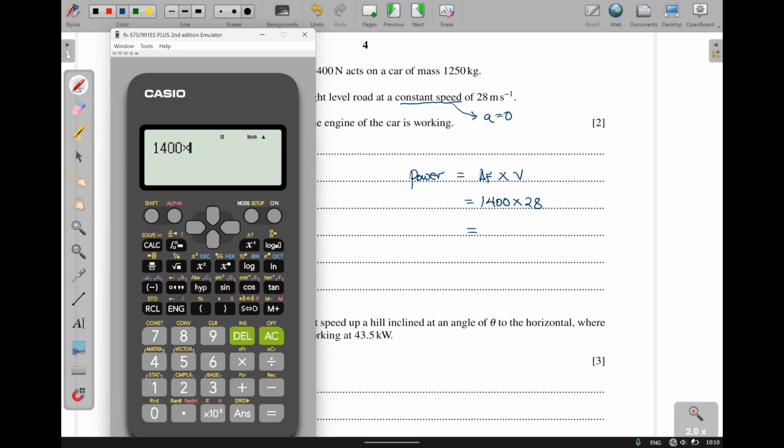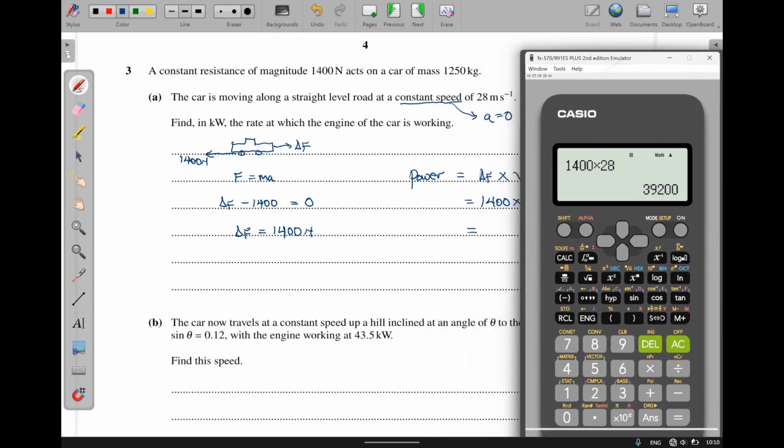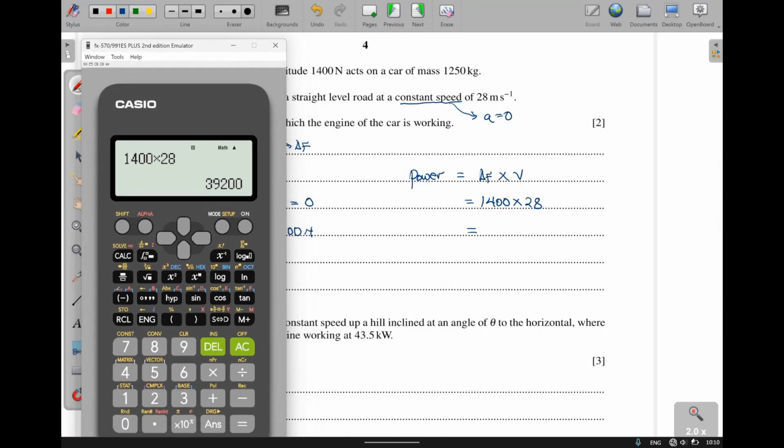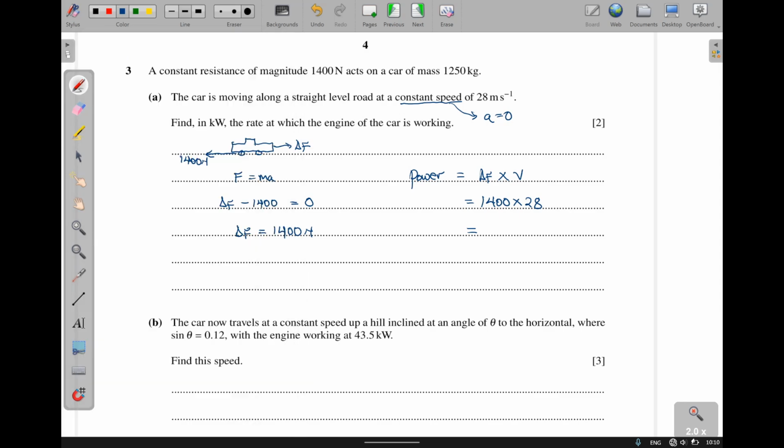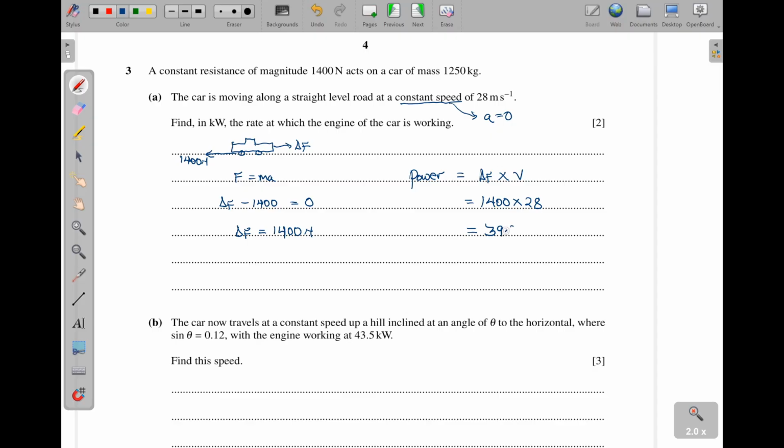1,400 times 28 gives us 39,200. But they have told us to give our answer in kilowatts. So I'm going to divide by 1,000, which becomes 39.2. So that is 39.2 kilowatts. If they have asked for kilowatts, please put it in kilowatts.